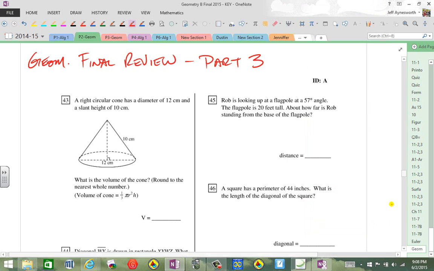Here we go. All right. We have a right cylinder cone. That means the vertex is directly above the center of the base. The height is at a right angle to the base, or right angle to the diameter here. So this right cylinder cone has a diameter of 12 centimeters. You can tell right here, that's the diameter. That means that the radius right here is 6 centimeters. That's 6, and that's 6. 6 and 6 is 12. You just have to take the diameter divided by 2 to get the radius. I'll label that radius right here.